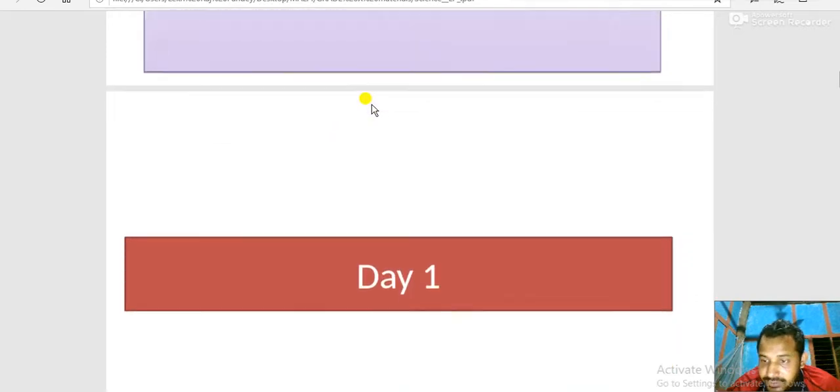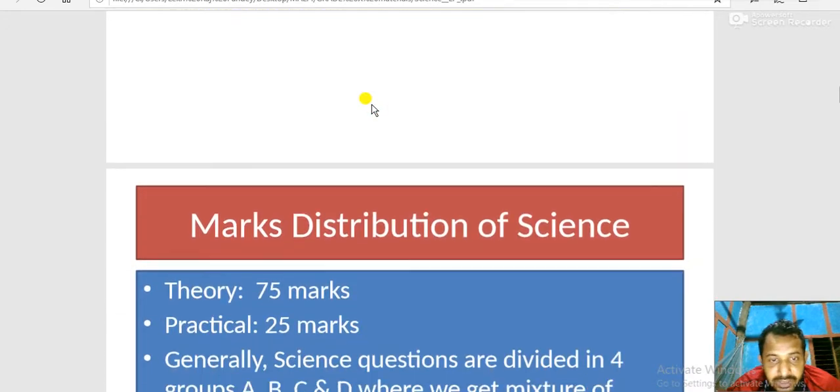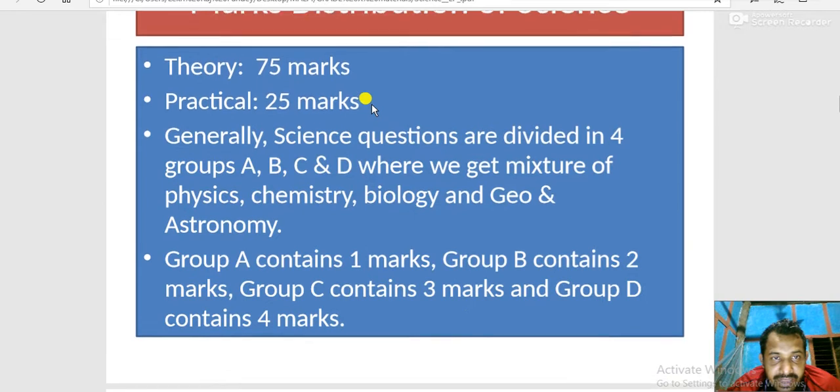25 is regarding practical, and I have made the overall marks distribution over here. Theory 75, practical 25 marks. General science questions are divided into 4 groups. You will get group A, group B, group C, and group D, where we get a mixture of physics, chemistry, biology, and geo and astronomy.